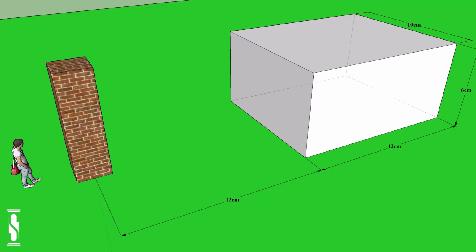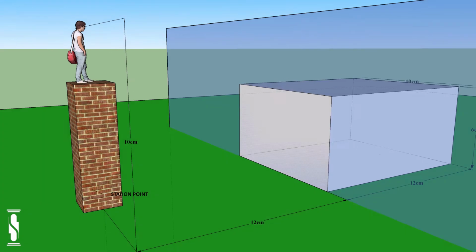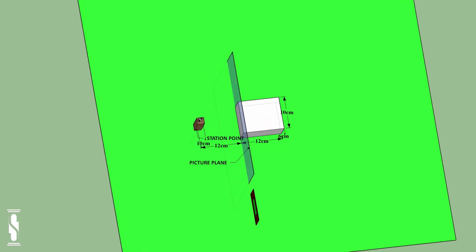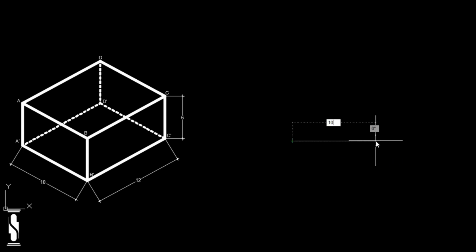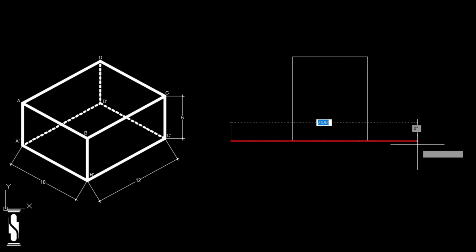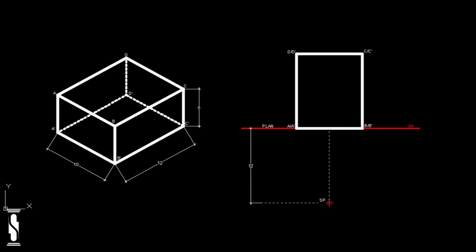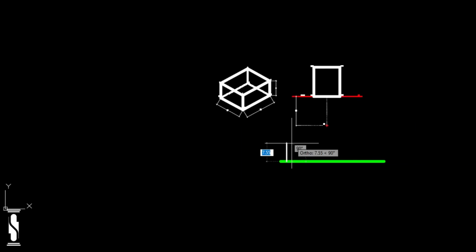Condition 2. It's a slight modification in condition 1 that eye level is now 10 cm. So it's time to draw one point perspective of cuboid according to the new condition. First of all, draw the plan of cuboid and mark the picture plane and station point. Draw a ground line at some distance apart and make the elevation of any side on it.